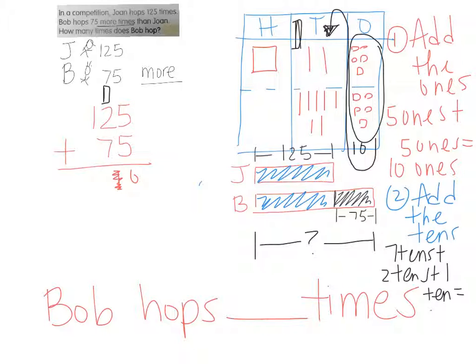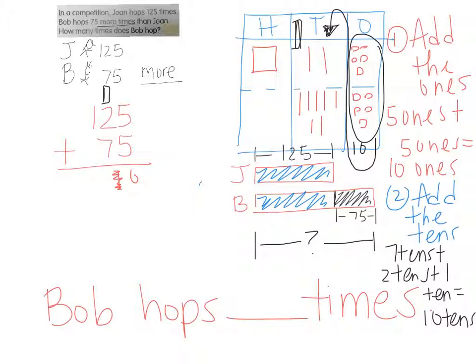Let's see. Let's count forward. You said start at 7. So 7, 8, 9, and 10. Oh my gosh, we've got 10 tens. Can we have 10 tens? No. What should I do again? Help me out.